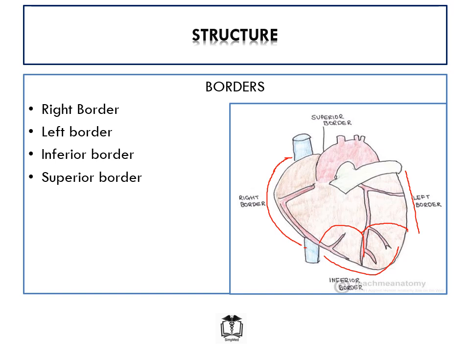And then finally, we have the superior border. The superior border is formed by the right and left atrium and the auricles. So the right and left atrium and auricles tend to form the superior border. There's the superior border here.